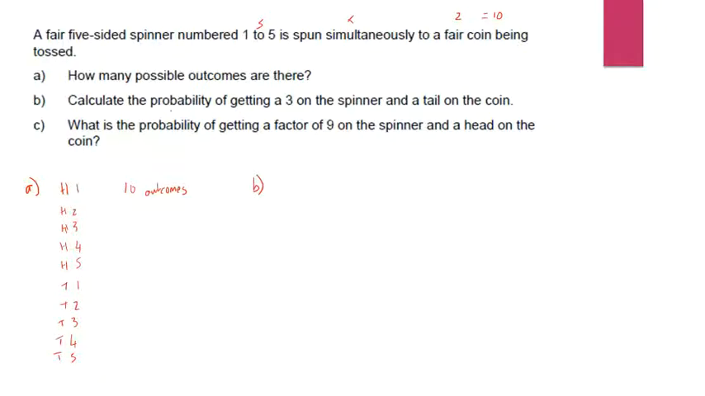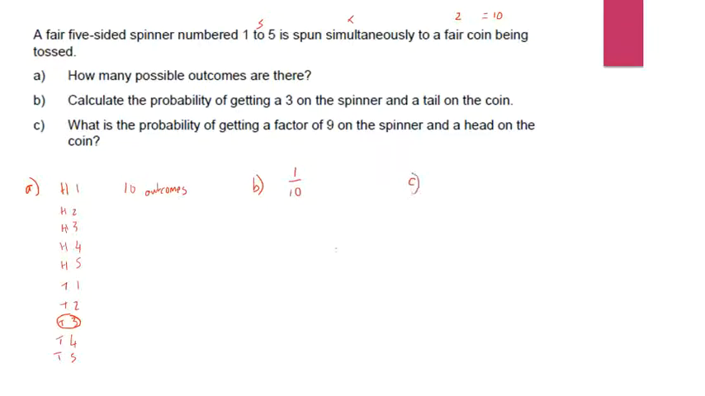So part B is asking us to calculate the probability of getting a 3 on the spinner and a tail on the coin. So if we have a look, 3 on the spinner, tail on a coin, is that one there? So the probability is 1 out of 10.